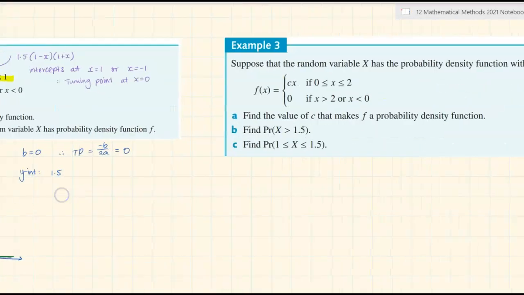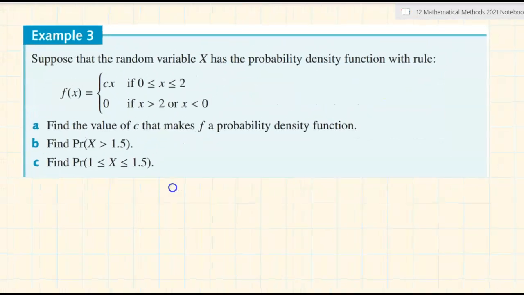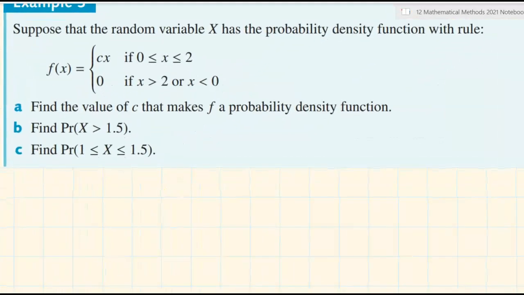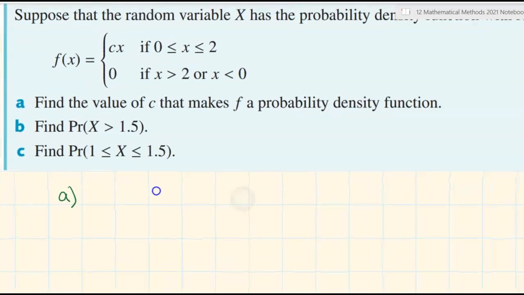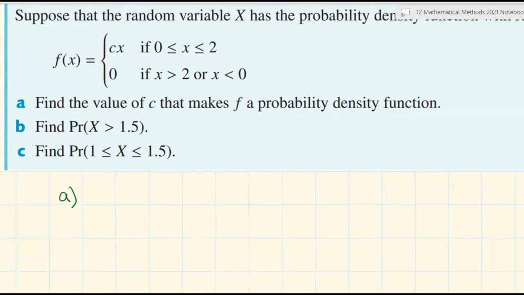All right, last one. Suppose that the random variable x has the PDF with the rule f of x equals that for that domain. Find the value of c to make it a PDF. All right, what are we going to do? We don't know what c is. C is just a constant. We need to find it. Anyone have any ideas out there? What do we know about PDFs?